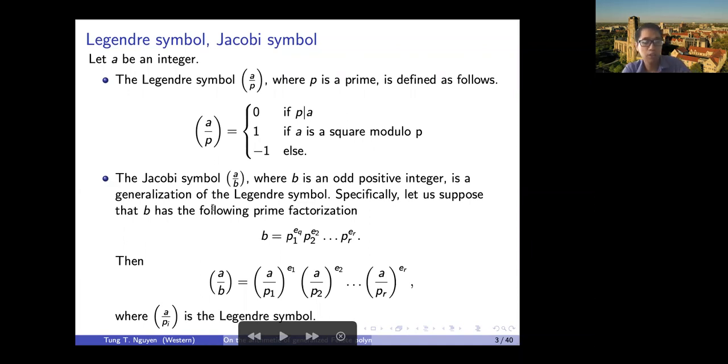But unlike the Legendre symbol, it cannot tell this. If this symbol is 1, it cannot tell a is a square mod b. Because you can imagine the situation where you have a product of two prime numbers, and each Legendre symbol is -1. So when you multiply them, you get 1. But a will not be a square.